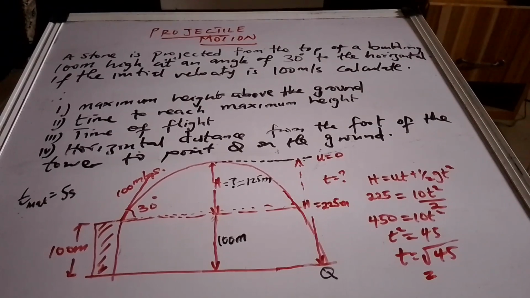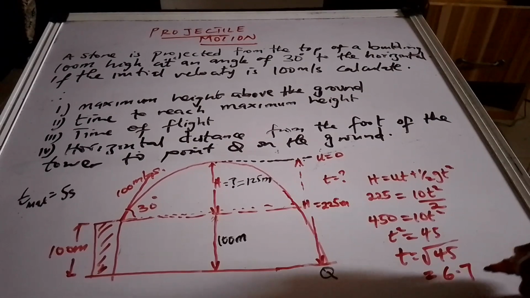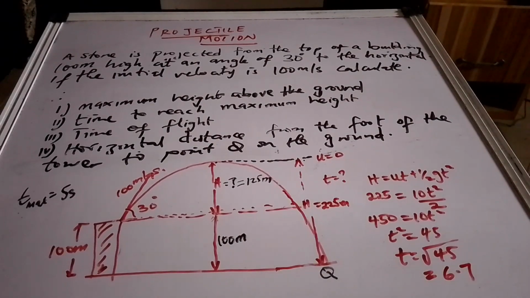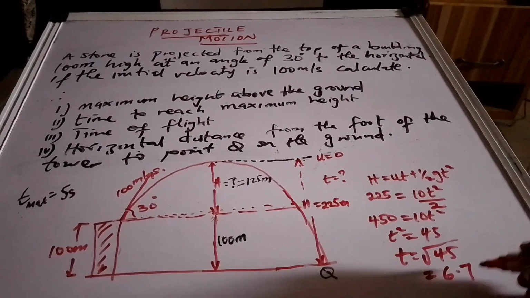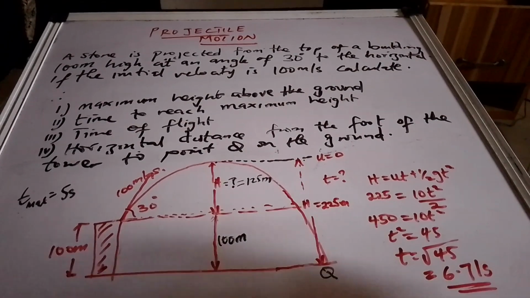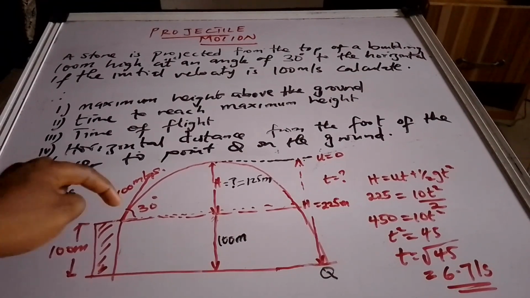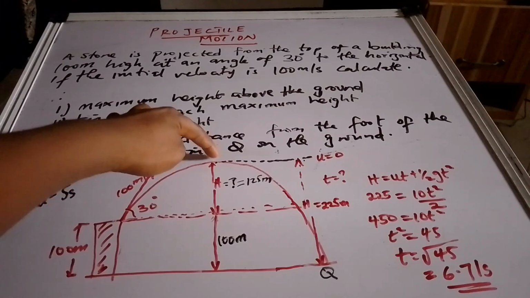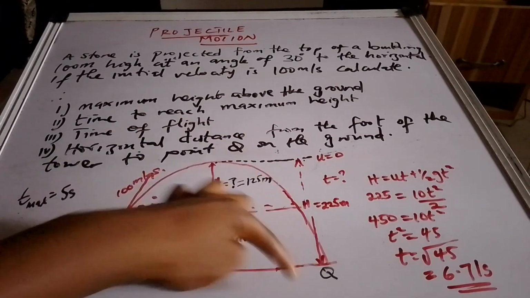Let's check our calculator. The square root of 45 is going to give us 6.7 seconds. Approximately, let's just say 6.71 seconds. So it means this body is going to take 5 seconds to reach here, and from here to the ground level is going to be 6.71 seconds.